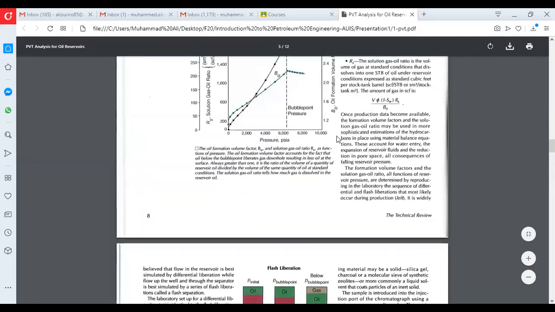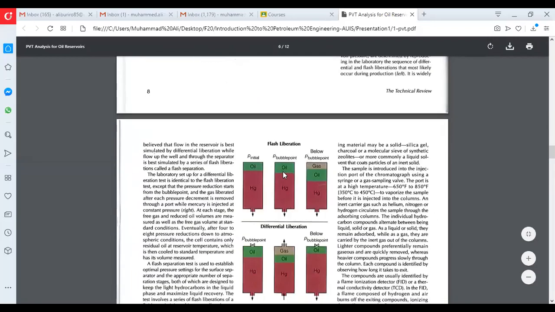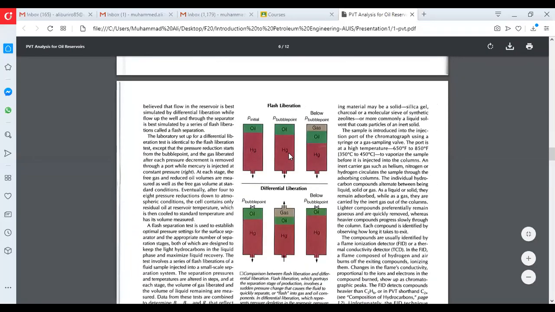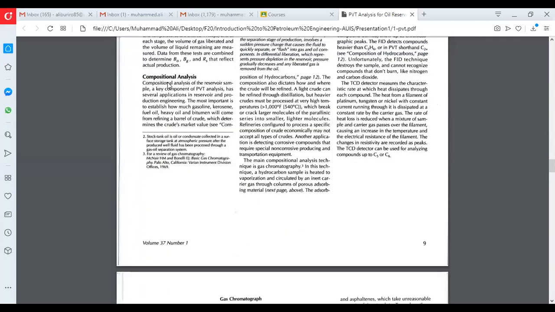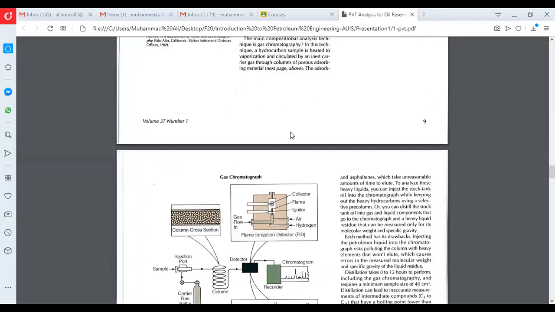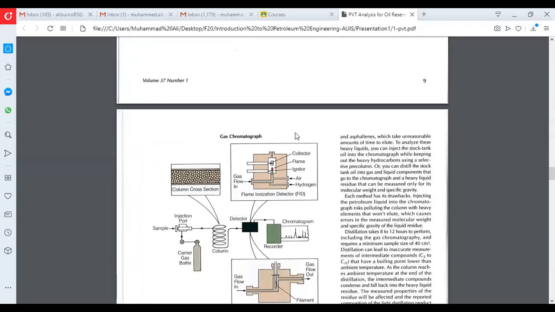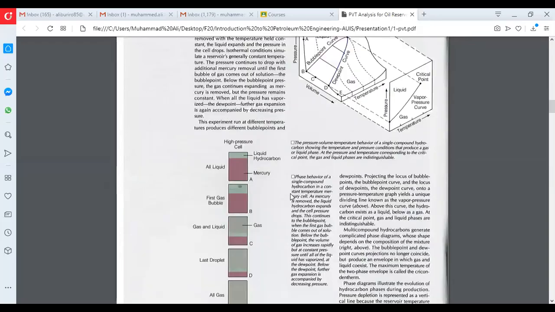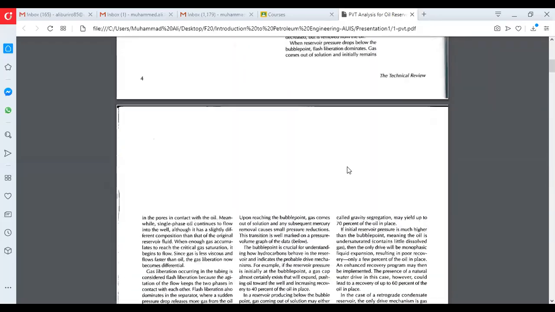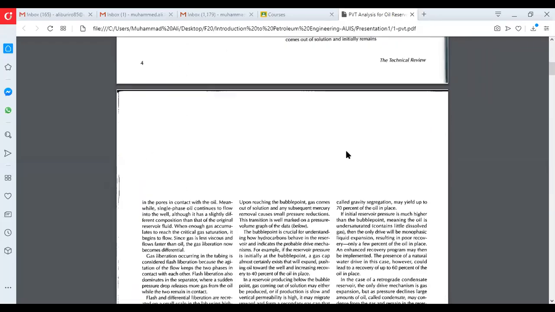So you have to put them also, and this is the flash liberation test which they do. It means they reduce the pressure suddenly and see the effect on it. Then they have the composition analysis, another test in which they find out how much is C1, how much is C2, how much is C3. So this is the equipment, they call it GC. This is not the same experiment we are talking about. This one, phase behavior, is connected with this equipment, PVT equipment.